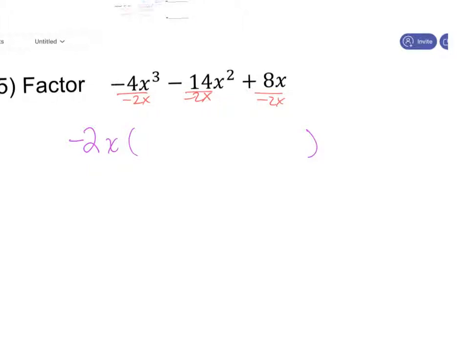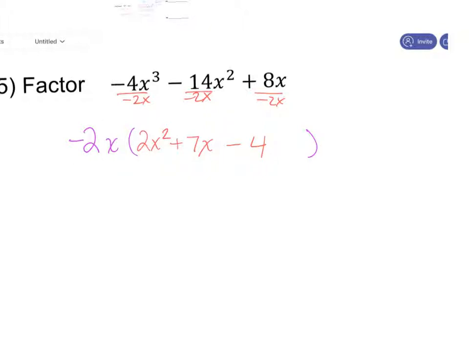So I took out the negative 2x. That means that negative 4x to the 3 divided by negative 2x is positive 2x squared. Negative 14x squared divided by negative 2x is positive 7x. 8x divided by negative 2x is negative 4. Am I done?